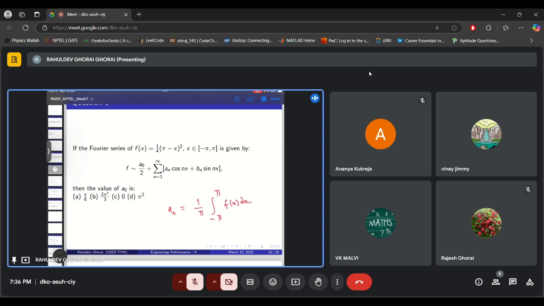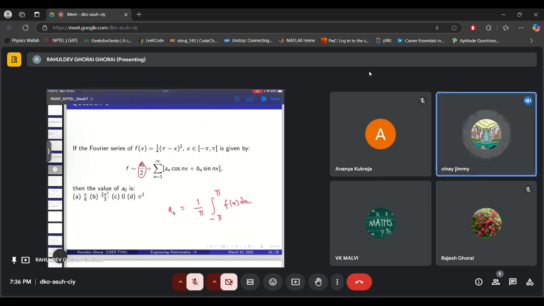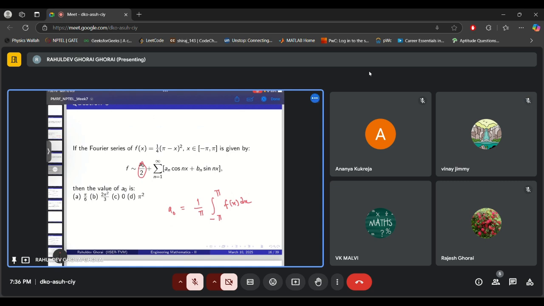I'm not telling you are not correct, but that is the mistake: a naught by 2 is given here. So when you take a naught over 2, this term is equal to 1 over 2 pi, integral minus pi to pi of fx dx. That 2 will cancel out. A naught over 2 is equal to 1 over 2 pi minus pi to pi fx dx. So when you take a naught, the 2 gets cancelled on both sides, then it will be 1 over pi minus pi to pi fx dx, right?